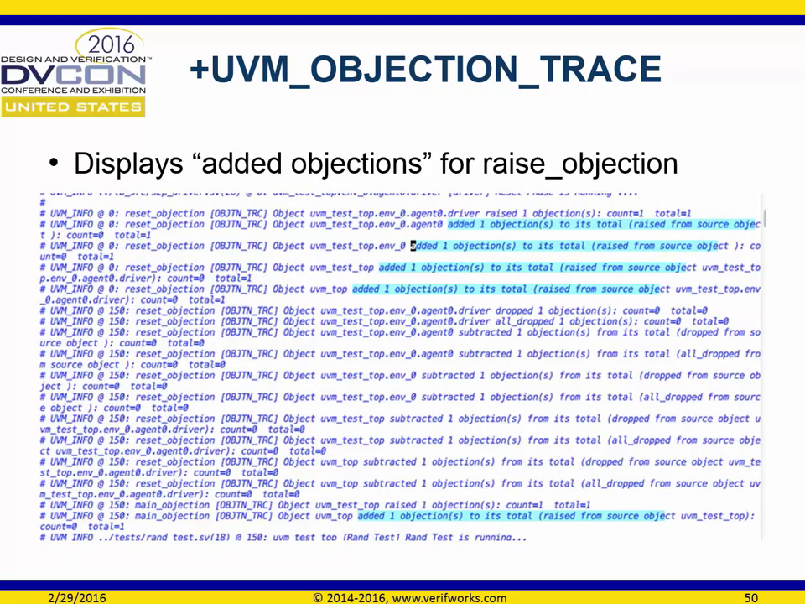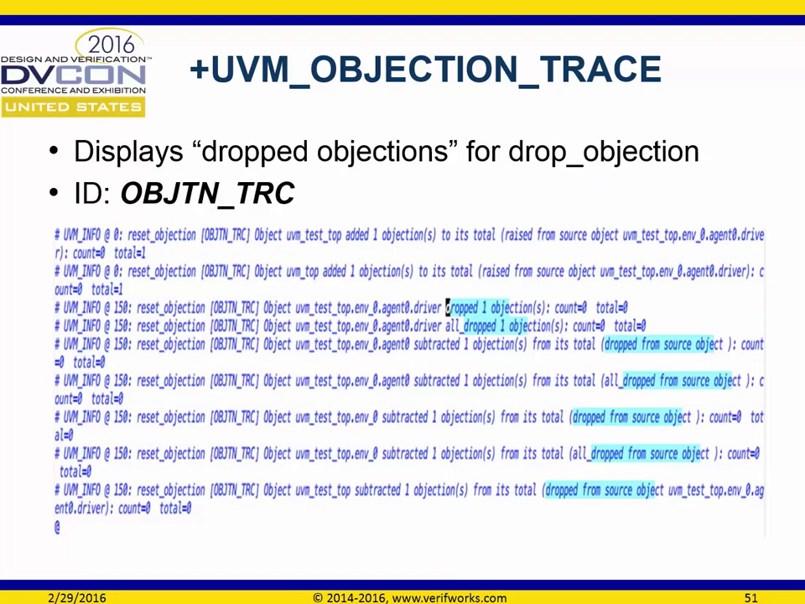UVM objection trace actually goes in and gives you a trace of every objection that is added to the global count. What you can do is see who had added an objection to the phase ending, who had added one, and who had deleted one. So in case you have an additional objection that got dropped, the counter will go to 0. That is something that you can find in this trace. For example, you accidentally put 2 phase drop objections in a piece of code. It will show up here. The ID for this one is the objection TRC, which you will see.